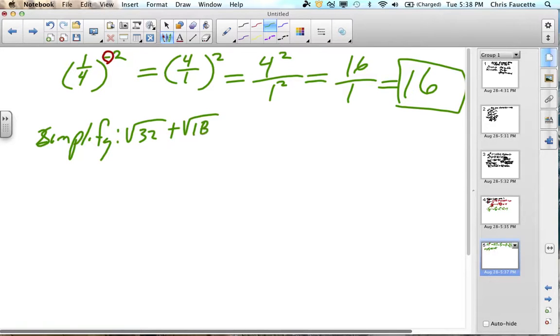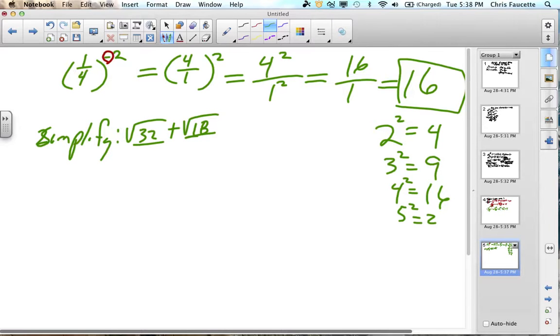This is the skill none of you wanted to remember. First thing we're going to have to do is simplify these radicals. To do this, you're going to have to remember your squares. 2 squared is 4. 3 squared is 9. 4 squared is 16. It's 25. 6 squared equals 36. 7, 8, 9, down to 10 squared equals 100.